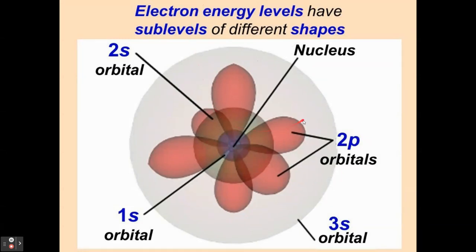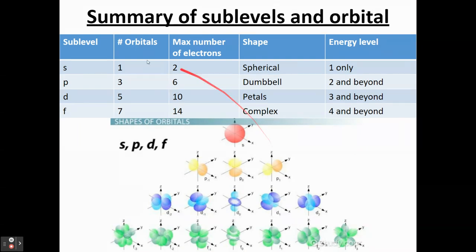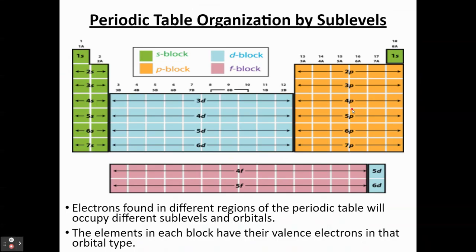But this is essentially representing an atom using the atomic orbitals rather than just the individual dots you would be using in a Bohr-Rutherford diagram. This table is a simple summary of the different sublevels we saw, SPDF, with the number of orbitals, the maximum number of electrons, what their shape is, and when the energy level begins. So at energy level 1, 2, 3, and 4.